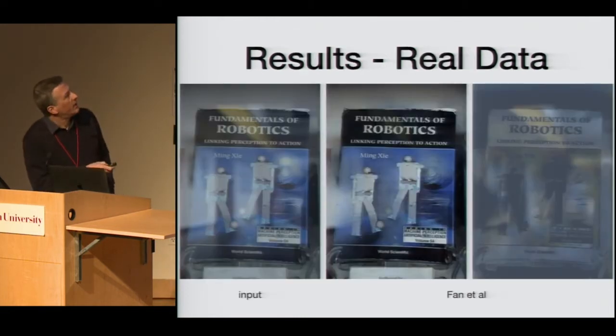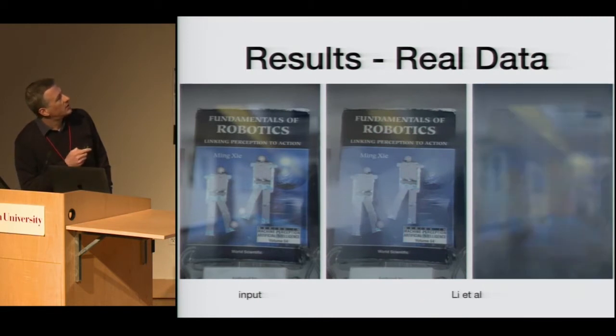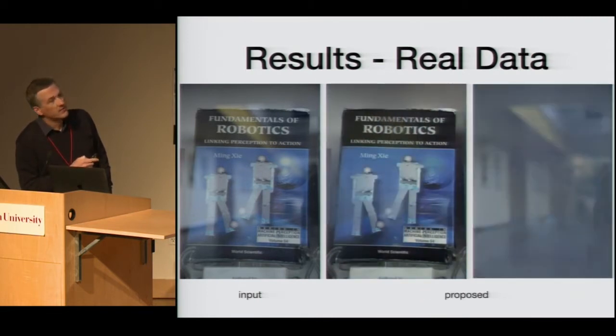On real data, we have, so this is an image from Lee and Brown, I believe. This is the composite image. We don't have the ground truth. This is the result by Fan et al., the result by Arvanitopoulos et al., Lee et al., and this is what we get.